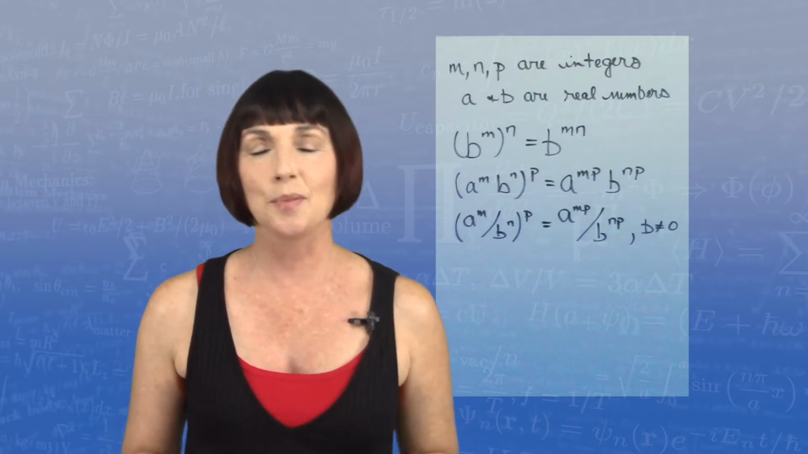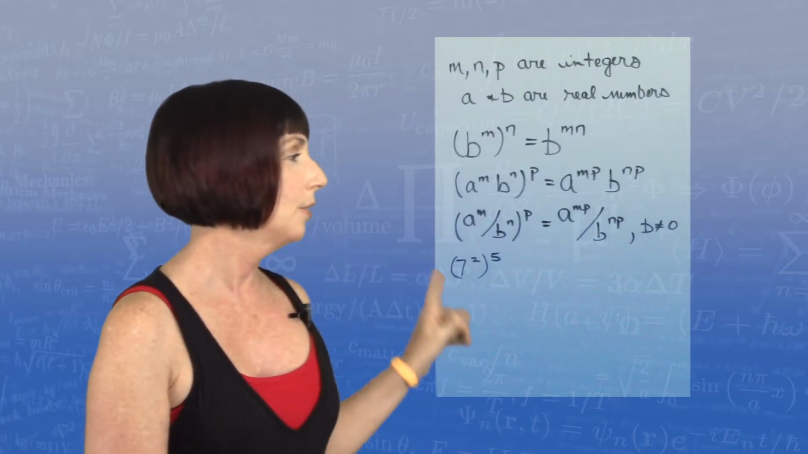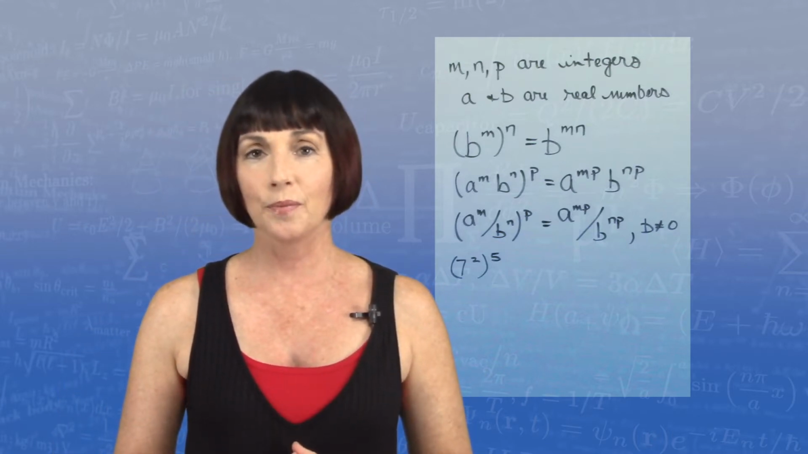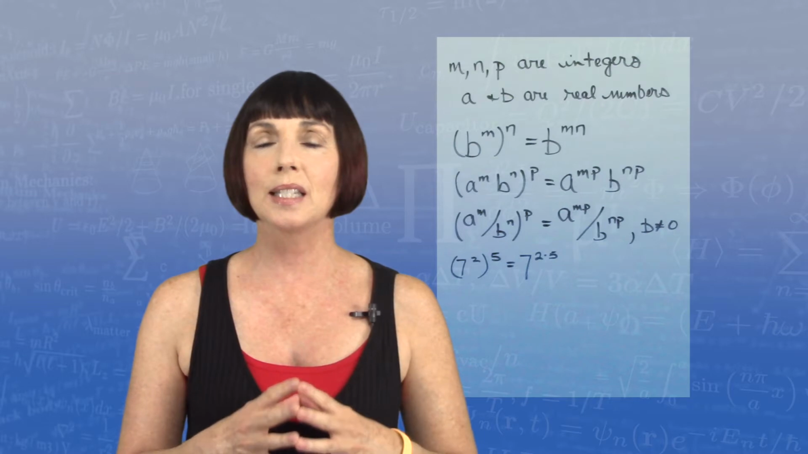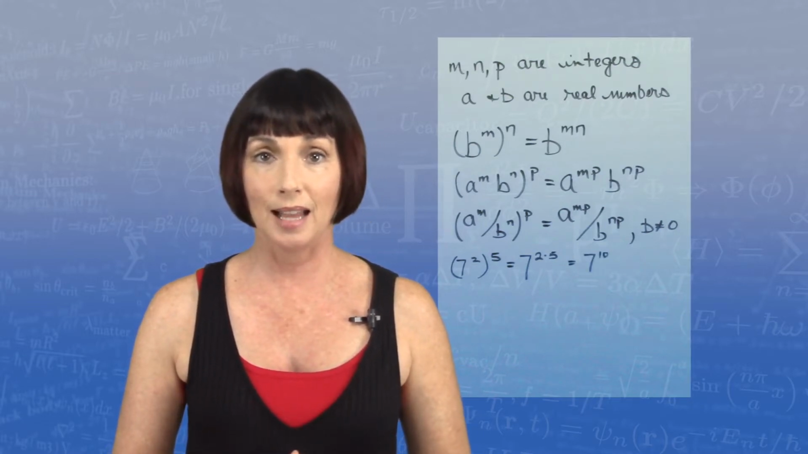Okay, let's look at some examples that will be a lot clearer when we do that. What if we have 7 to the power of 2 raised to the power of 5? That's equal to 7 to the power of 2 times 5, or 7 to the power of 10.